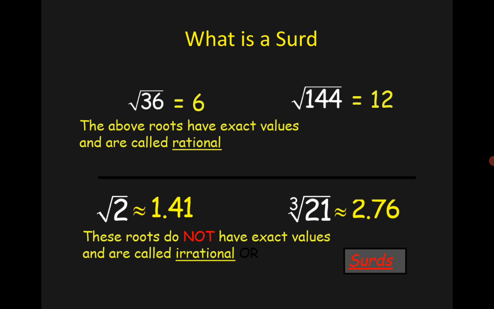But numbers like square root of 30, square root of 23, square root of 8, all those numbers don't give you exact whole number values. Therefore, they're called irrational numbers or surds.